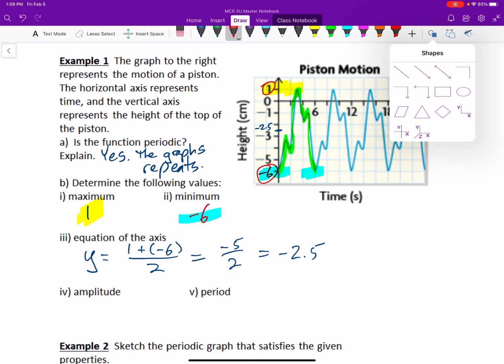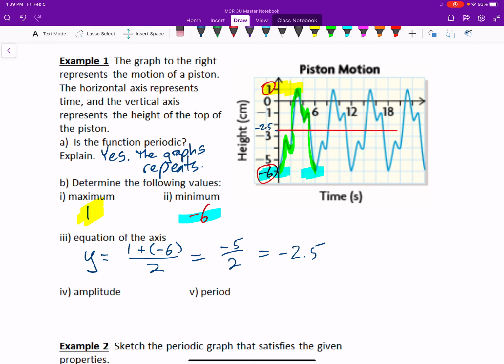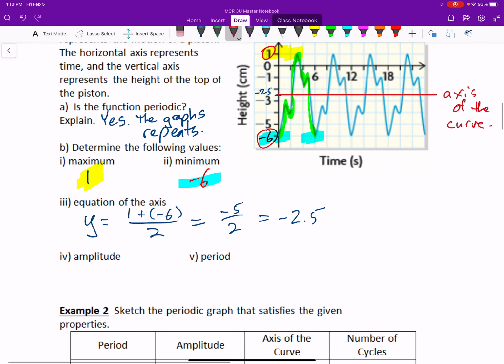It might act funny for me again. If it does, I'll give it up. No, let me do it that time. So there's the axis of the curve. That cuts the graph in half vertically. So there's the same distance above the axis of the curve to the maximum as there is below the axis of the curve to the minimum.